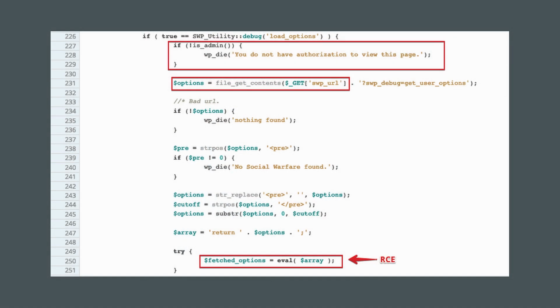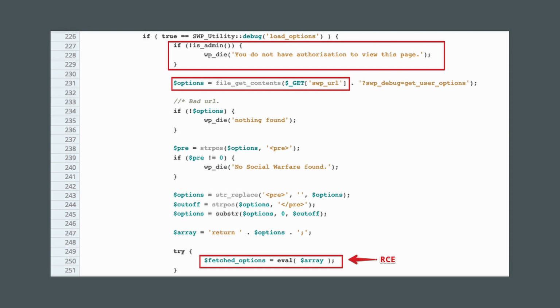I brought some code screenshots. If you look near the top, there's an isAdmin function, and look, they're trying to use it to keep people out, and that clearly doesn't work. And you'll notice the next thing is it tries to assign file_get_contents of whatever URL you pass to it, and puts that in an options array, and then it does an eval on that array.